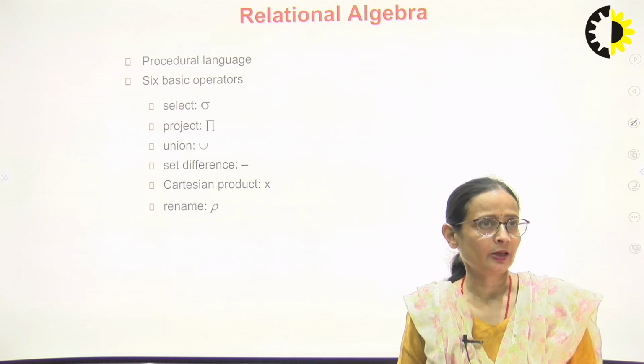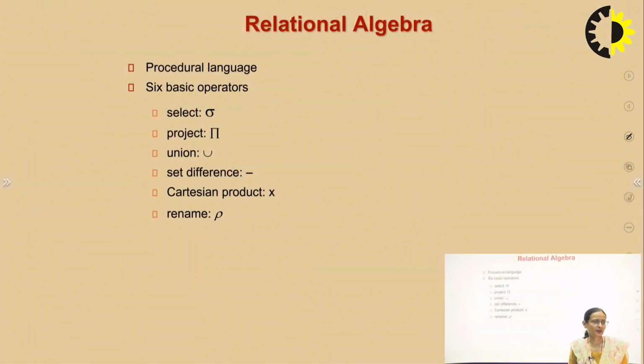So it is a procedural language, and these are the basic operations which you can perform in relational algebra. Select is denoted with the help of sigma. Then another operation is project, that is projection. For this we use pi. For the union, this is the same operator which you use for your set operations. Then the set difference with the help of a minus sign, Cartesian product with a cross sign, and rename with a rho sign. You need to remember which symbol represents what.